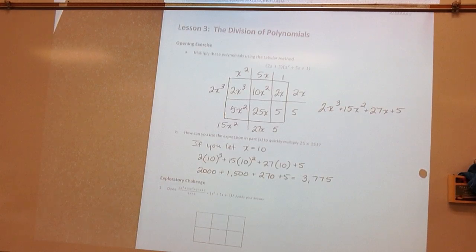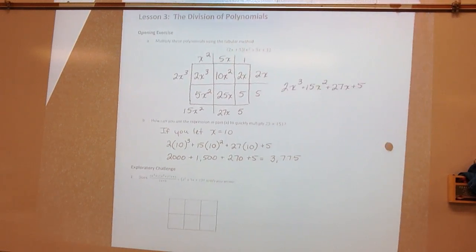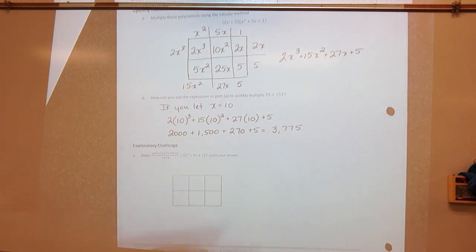Alright, so what we are going to do is talk about division today. Think about the connections of division and multiplication. Think about what you know. 5 times 5 is 25. 25 divided by 5 is 5.